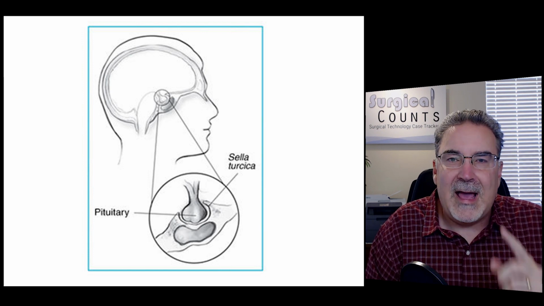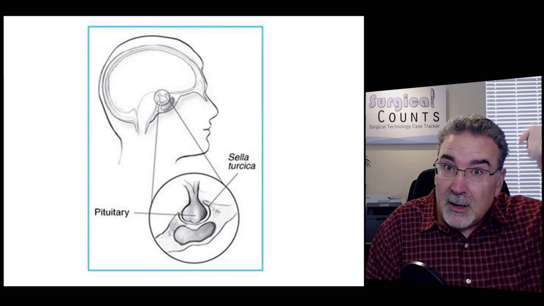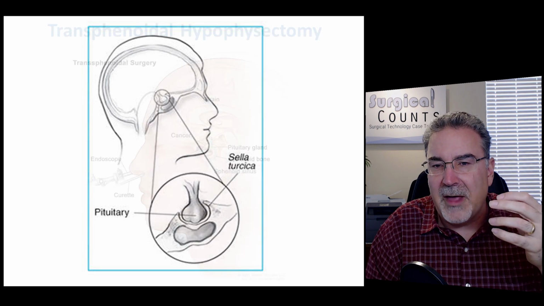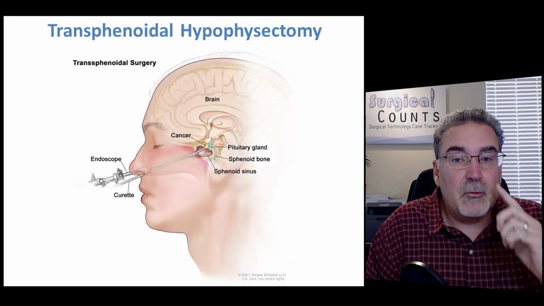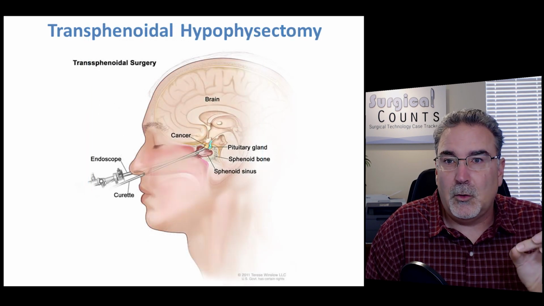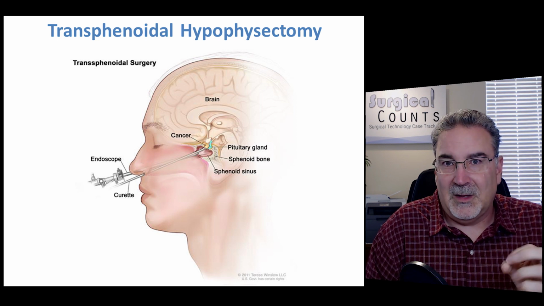And the way we're going to access that is, instead of going through the longitudinal fissure, and I guess we could do that, but most of the time it's easier to go up through the nose and do a transphenoidal hypophysectomy. Now let's break that one down.